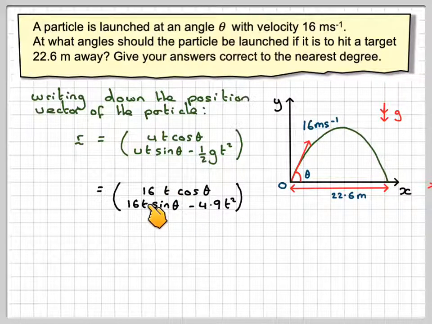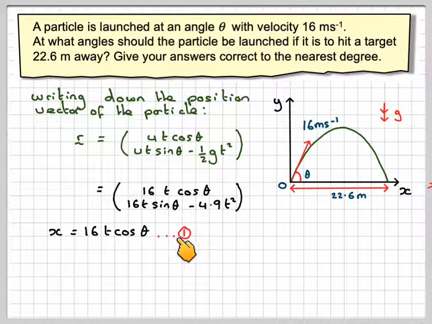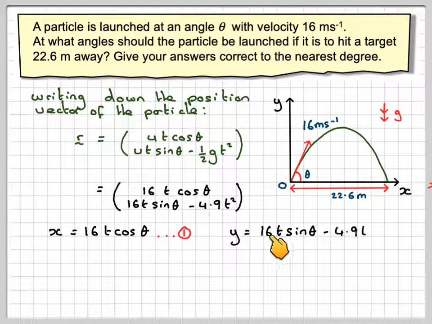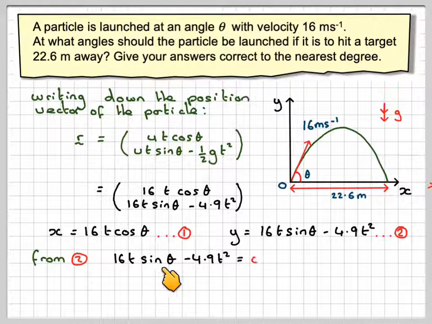What we've got to find is t given the information. So the x component will be 16t cos theta, call that equation 1, and y will be 16t sine theta minus 4.9 t squared, call that equation 2. Now you could eliminate t from equation 1 and substitute it in there, but it does become a bit harder. If you eliminate it from equation 2, you say 16t sine theta minus 4.9 t squared is equal to 0, because at the maximum range, the vertical component of displacement is 0.